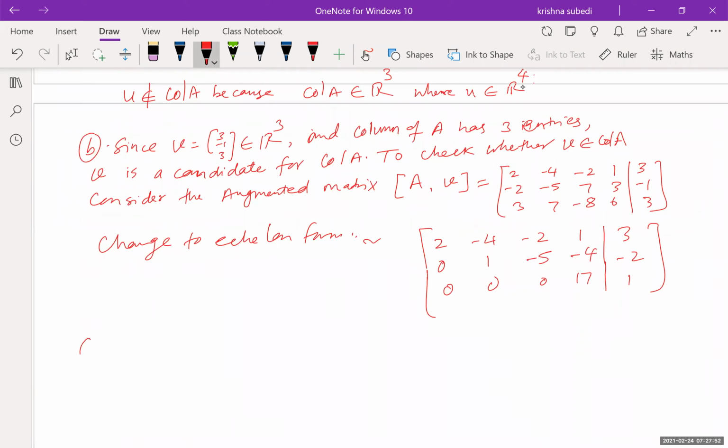So clearly, the system is consistent. So V is in the column space of A. That's what we needed to do. That first part is done.